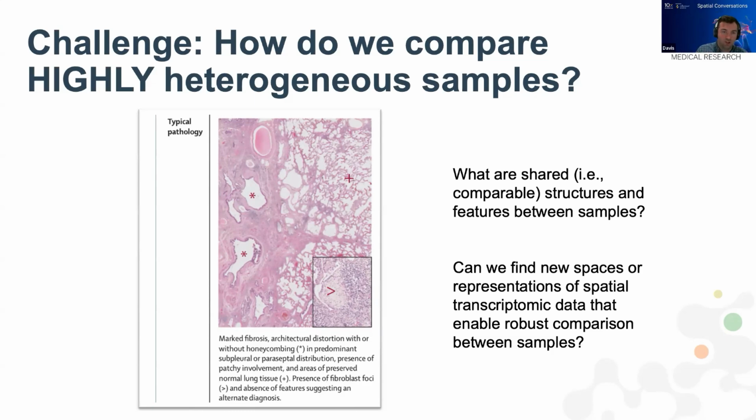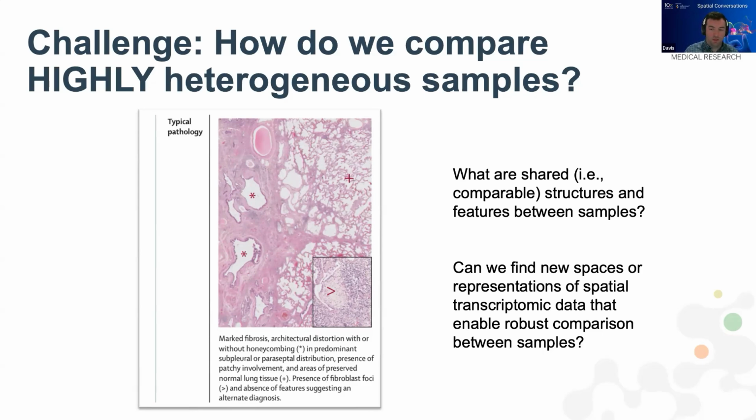And from a computational perspective or data analysis perspective, we might frame that as, can we find new spaces or representations of spatial transcriptomic data that enable these robust comparisons between samples that we want to make? And again, part of the bioinformatics approaches that I'll describe in passing in this talk today are about finding those new representations, new spaces, that make robust comparisons available to us.